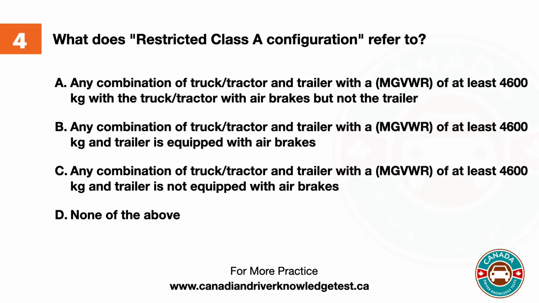Question 4. What does restricted Class A configuration refer to? A. Any combination of truck/tractor and trailer with a MGVWR of at least 4,600 kilograms with the truck/tractor with air brakes, but not the trailer. B. Any combination of truck/tractor and trailer with a MGVWR of at least 4,600 kilograms and trailer is equipped with air brakes. C. Any combination of truck/tractor and trailer with a MGVWR of at least 4,600 kilograms and trailer is not equipped with air brakes. D. None of the above. The answer is C. Any combination of truck/tractor and trailer with a MGVWR of at least 4,600 kilograms and trailer is not equipped with air brakes.